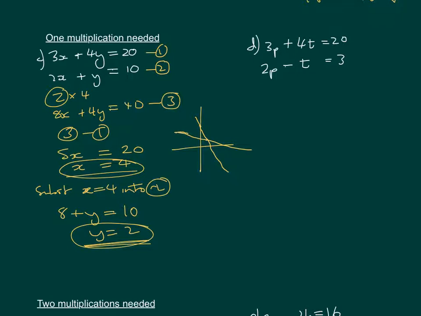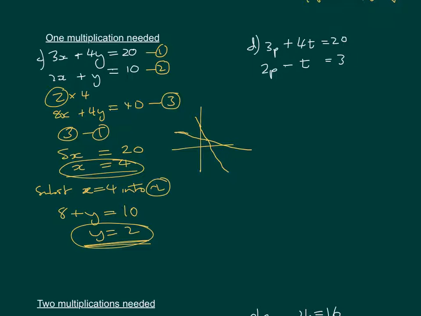And so the coordinates are this crossing point here. So it crosses when x is 4 and y is 2. So that's the coordinate of where the two lines meet on a graph axis.